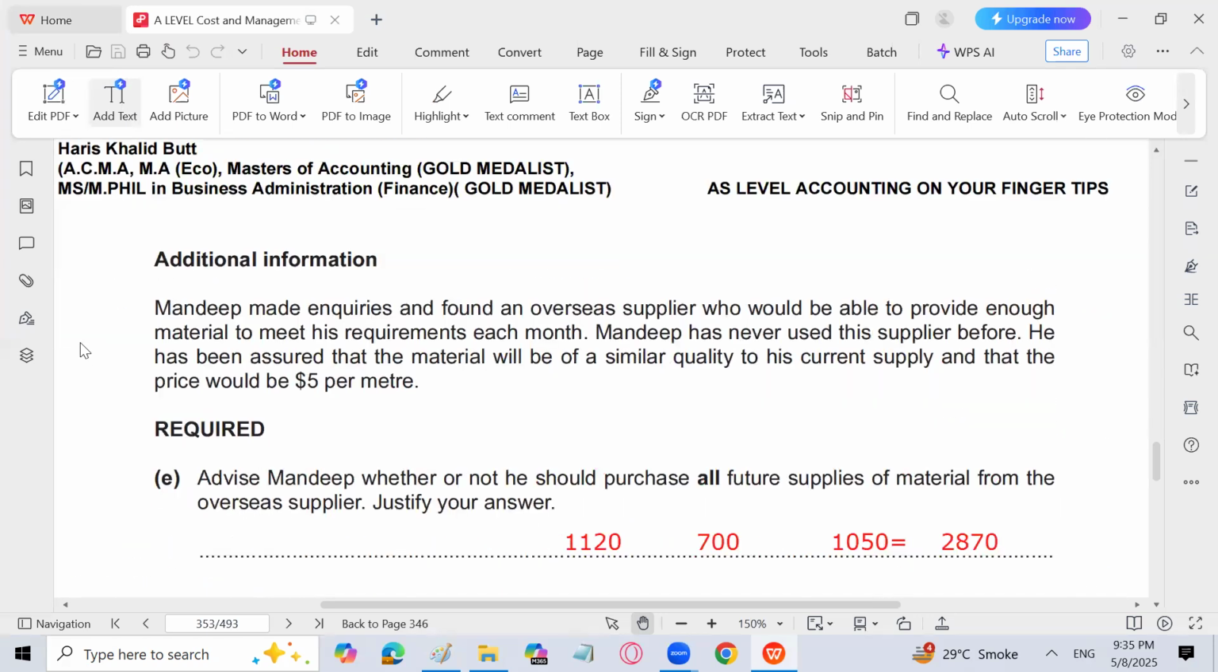Mandeep made inquiries and found an overseas supplier who would be able to provide enough material to meet his requirement each month. Mandeep has never used this supplier before. He has been assured that the material will be of similar quality to his current supplier and that the price would be $5 per meter.